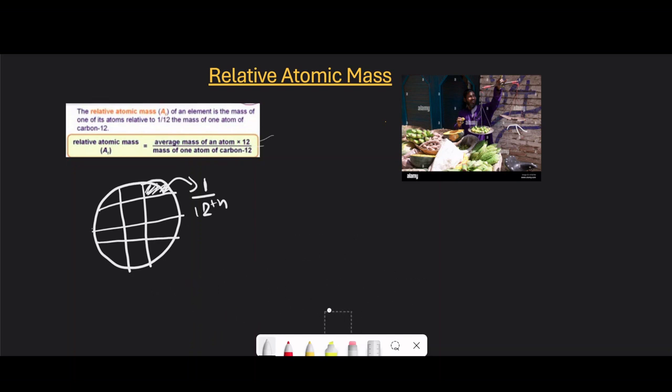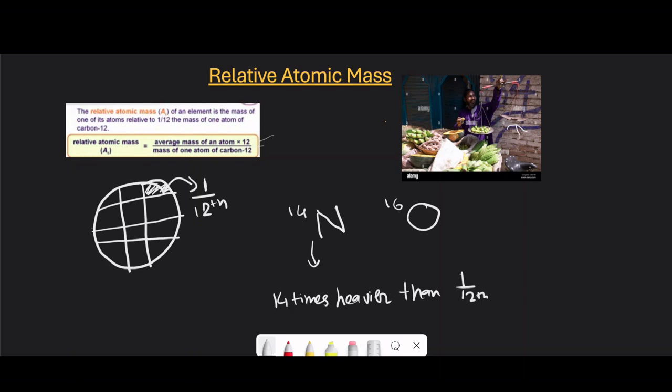So we know the mass of nitrogen, it's 14, right? 14 AMU. And for oxygen, it's 16 AMU. And what does that mean? What this essentially means is that nitrogen is 14 times heavier than, what do you think? Is it going to be a carbon-12 atom? No, because we are measuring relative to 1/12 of a C12 atom.